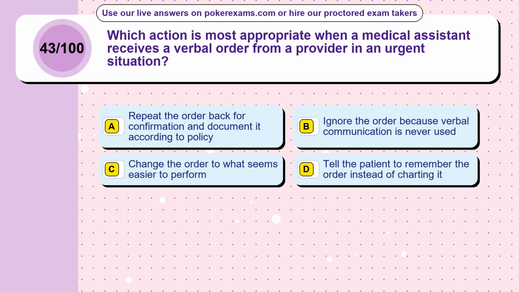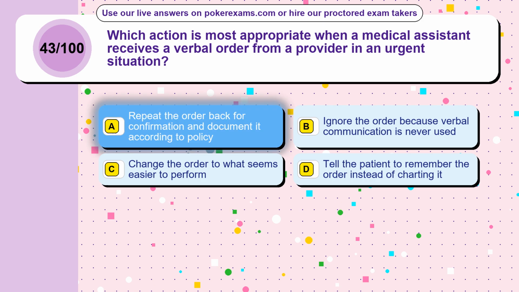Question 43. Which action is most appropriate when a medical assistant receives a verbal order from a provider in an urgent situation? Option A, repeat the order back for confirmation and document it according to policy. Option B, ignore the order because verbal communication is never used. Option C, change the order to what seems easier to perform. Option D, tell the patient to remember the order instead of charting it.